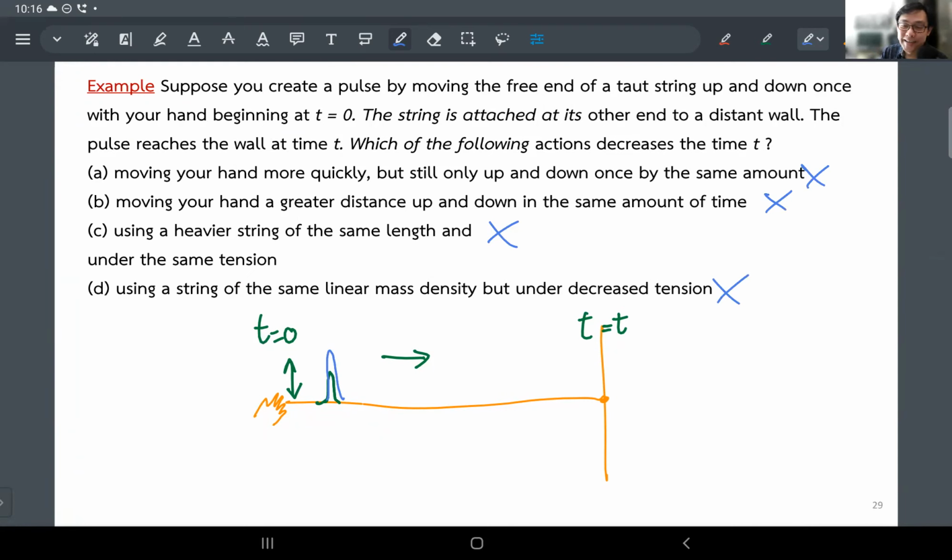My answer is reduce the radius of the string. Okay, that can do. When you reduce the radius, you make the string lighter. That will be fine, but the key is the mass per length, so you have to change the density, not just the shape of the string. There were no choices in the beginning, so the question is bad. Which of the following? The answer is none. None of this works. It's just 'which of the following,' so it could be more than one or it could be zero, right?